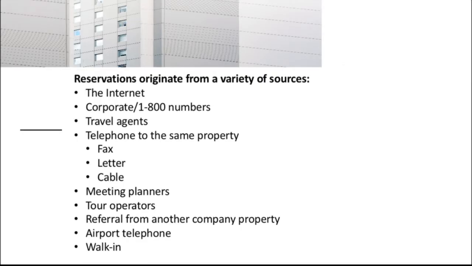So, saan nga daw ba nanggagaling yung mga sources ng reservation? Ano-ano ba yung mga ways kung paano tayo makakapag-reserve? Of course, internet, corporate numbers, or yung mismong telephone number ng company or ng hotel. Of course, through travel agents, telephone to the same property, so it can be the fax, the letter, or the cable. Meeting planners, tour operators, referral from another company property, airport telephone, and of course, the walk-in. So, lahat ng to is na-encounter nyo na din during your front office procedure subject.